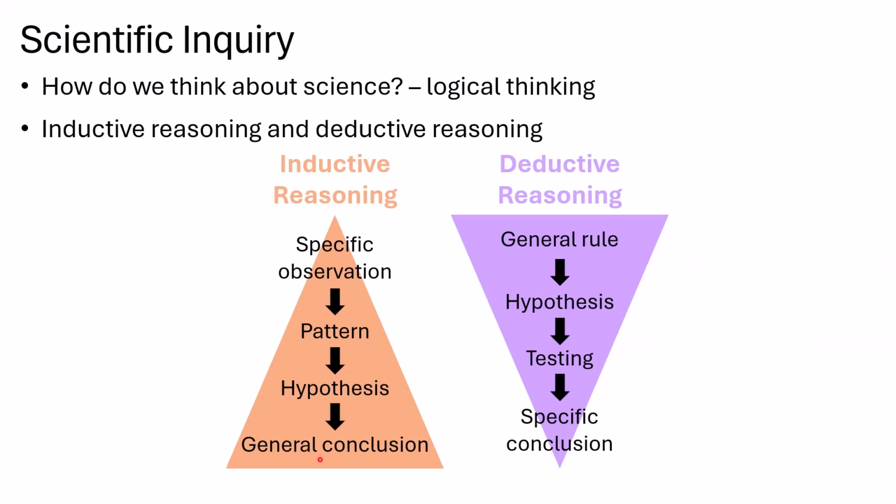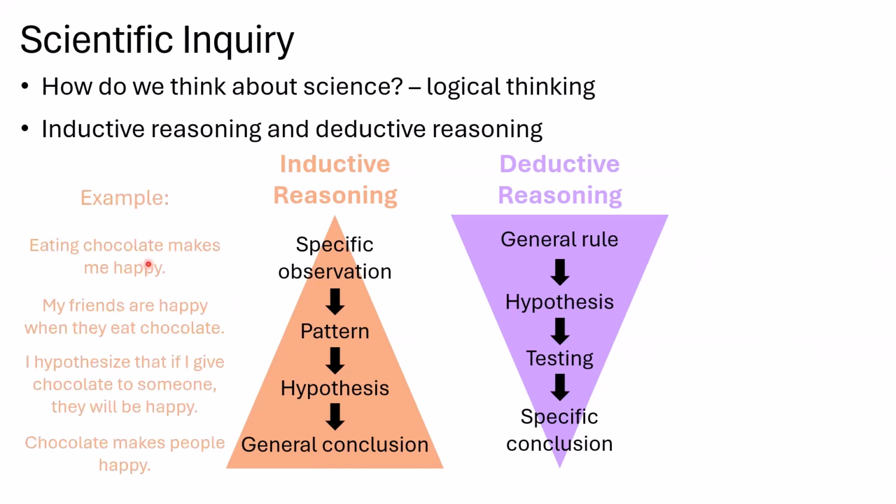For example, I can observe that eating chocolate makes me happy. I see a pattern in which my friends are also happy when they eat chocolate. From there, I develop the hypothesis that if I give chocolate to someone, they will be happy. I can test this, and if people are happy when I give them chocolate, I can draw the general conclusion that chocolate makes people happy.